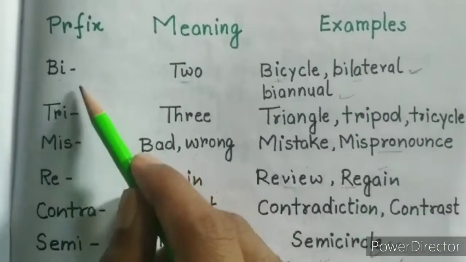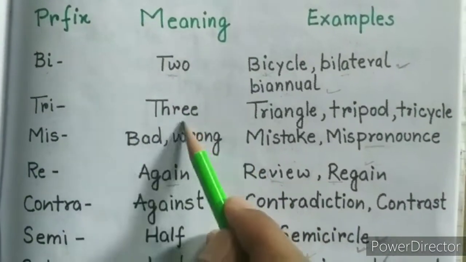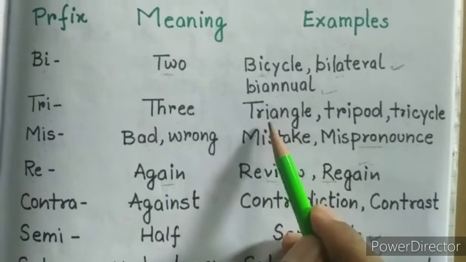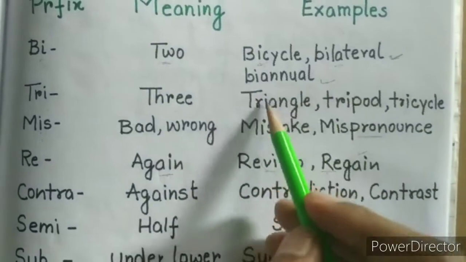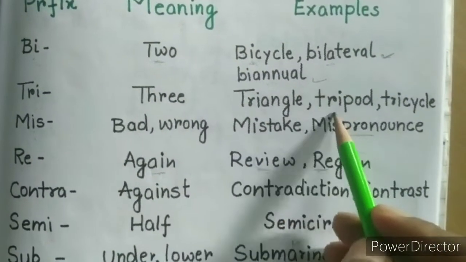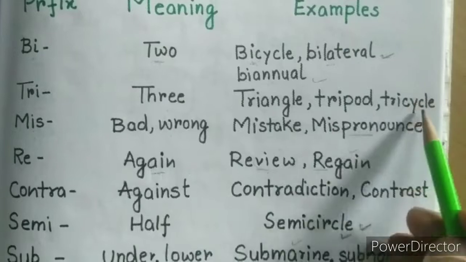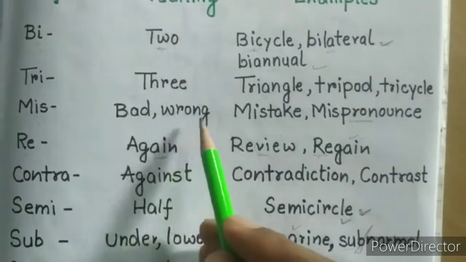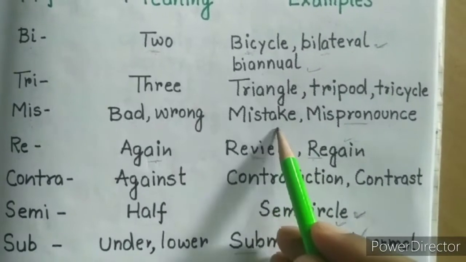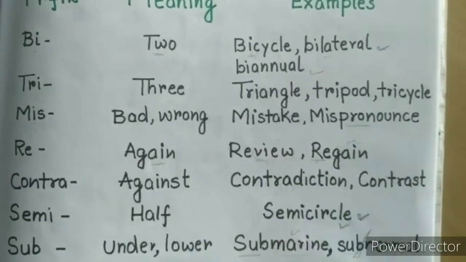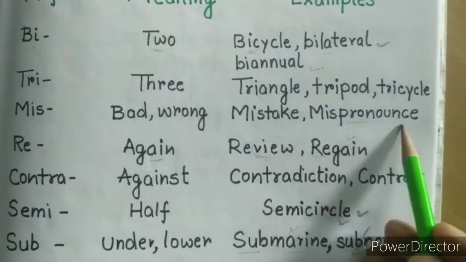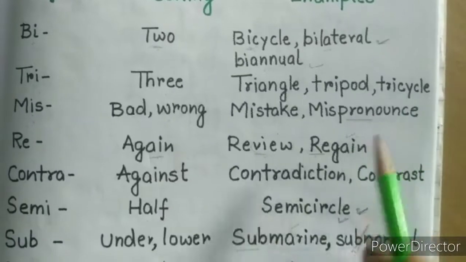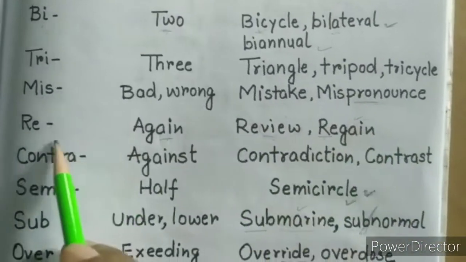Next is tri. Just as bi refers to two, tri refers to three. Triangle, a shape having three angles is triangle. Tripod, tricycle, a cycle with three wheels. Next is mis. Mis refers to bad or wrong. Mistake, something that you say or you do which is not correct is called a mistake. The same way mispronounce, when you don't pronounce something correctly, that is mispronunciation or mispronounce.